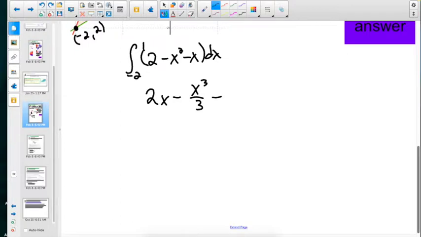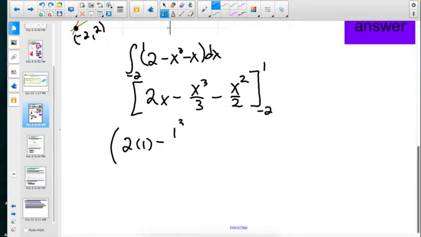When we integrate x, we get x squared over 2. And we're gonna evaluate that at 1 and then evaluate that at -2. Okay? So I'm gonna go ahead and substitute 1 in there. 2 times 1 minus 1 cubed over 3 minus 1 squared over 2. There's my upper bound. And then I'm gonna put my lower bound in there. And we're gonna have enough negatives in here to drive us a little crazy.